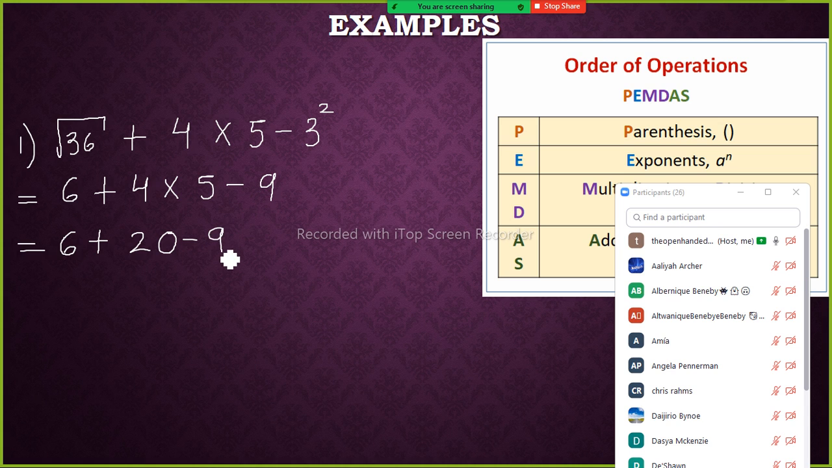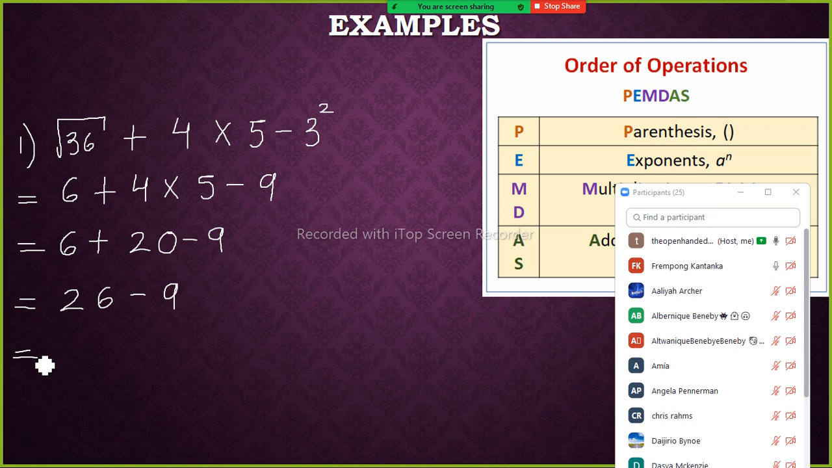So 6 plus 20 minus 9. Good. Are we going to add or subtract first? Add. We add because addition comes first in this situation, because if we're looking from left to right, addition is the one that comes first. So 6 plus 20 is 26 minus 9. What is 26 minus 9? 17. Very good.